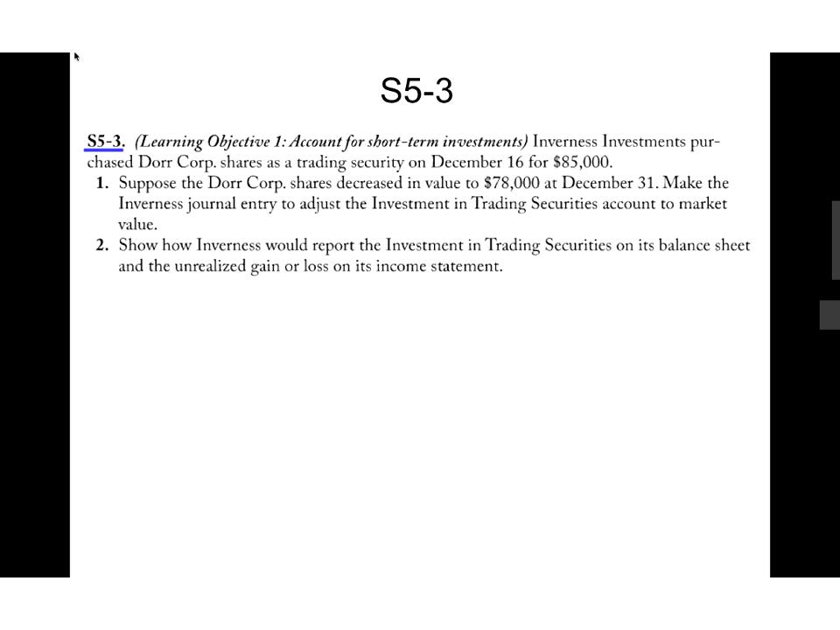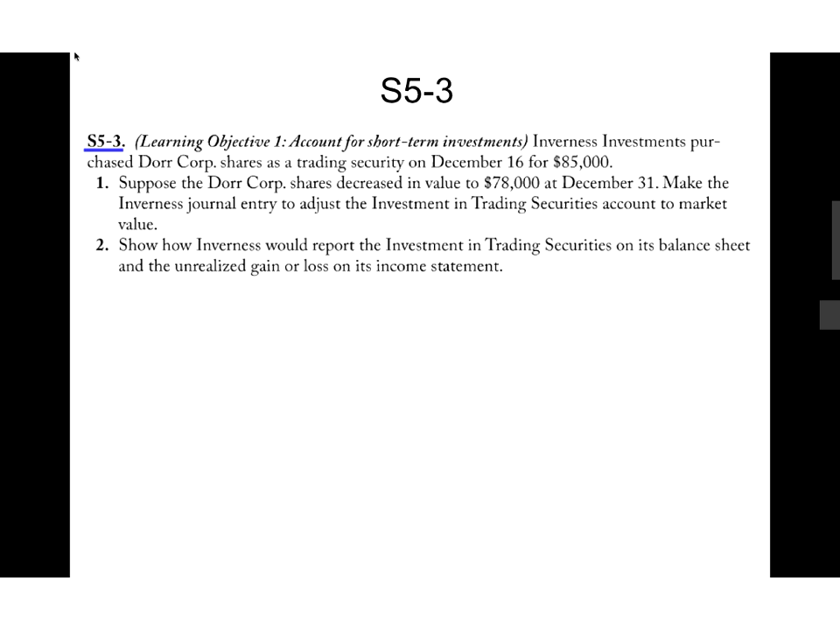Okay, now we're going to do a homework problem. We've got a couple of quick homework problems in this section, and this is one of them. It tells us that Inverness Investments purchases DoorCorp shares as a trading security on December 16th for $85,000. So that's their original cost. They spent $85,000 in December.